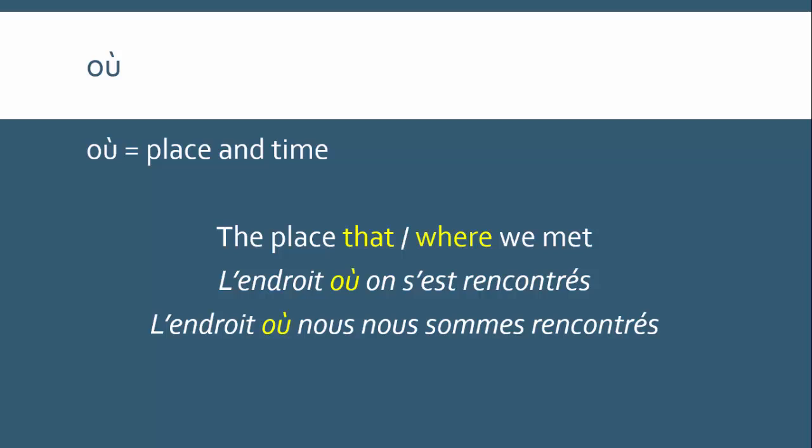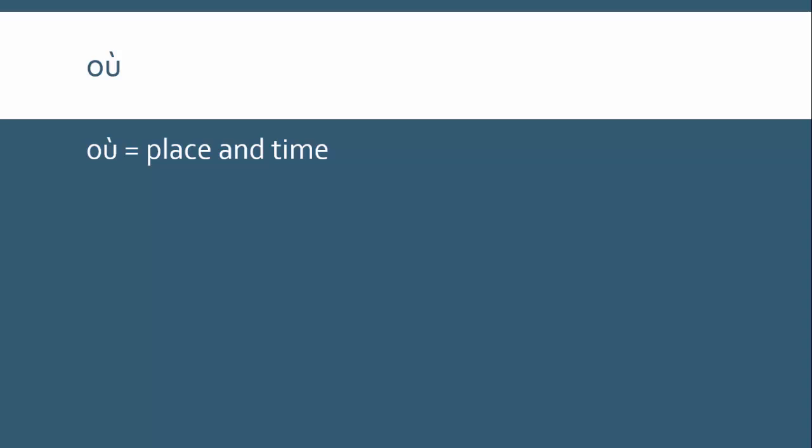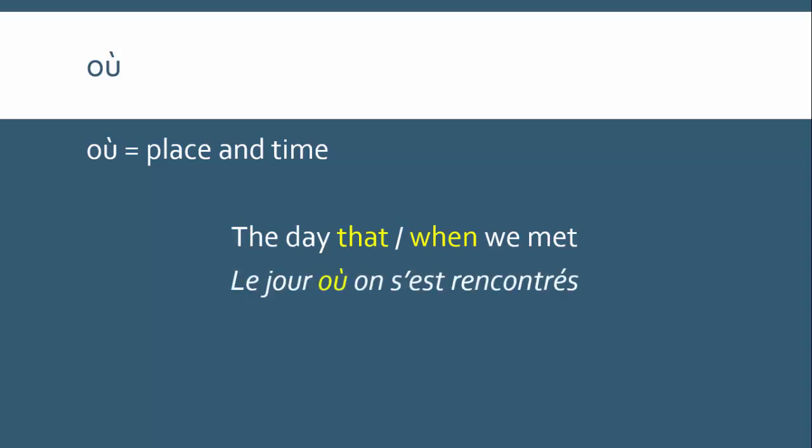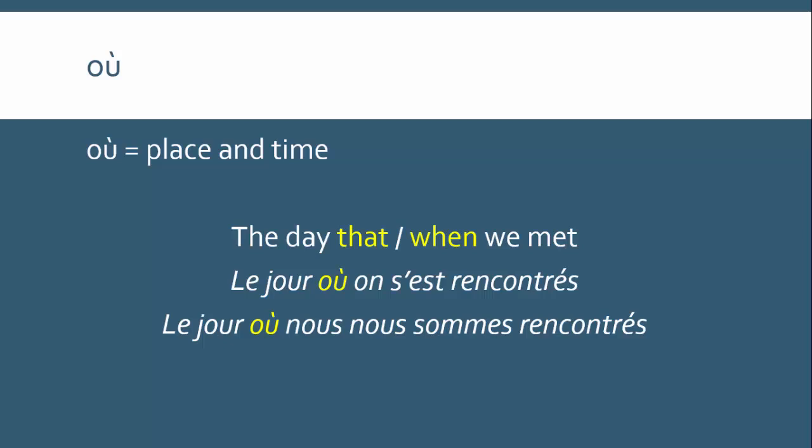So I think that makes a lot of sense because we know où to mean where. What might be a little bit strange is that we can also use où to mean time. So the day that or the day when we met, whichever in English, in French would be le jour où on s'est rencontrés or le jour où nous nous sommes rencontrés. So literally what we're saying is the day where we met, okay, which sounds a little bit odd, but you can't use the word quand as a relative pronoun, okay? Quand is a question word, it is not a relative pronoun.